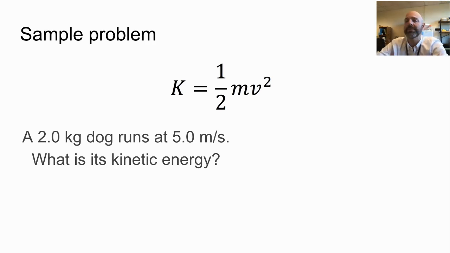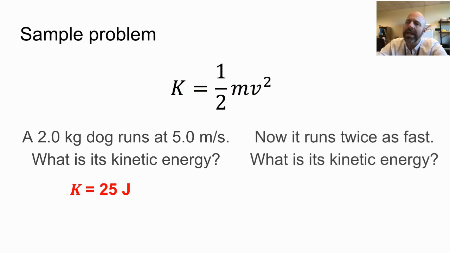If a 2 kilogram dog runs at 5 meters per second, its kinetic energy is 25 joules, 1/2 of 2 kilograms times 5 meters per second squared. But what happens if we double the speed while keeping the mass the same? You run twice as fast. What is the kinetic energy now? Well, because v is squared, the mass and the 1/2 stay the same, but the v squared is now 100 joules of kinetic energy.